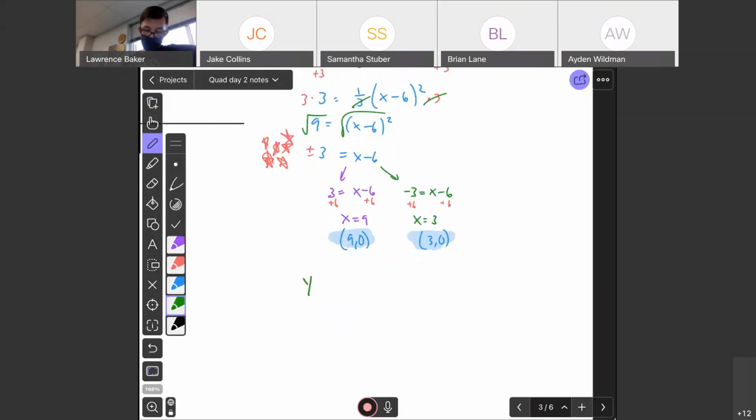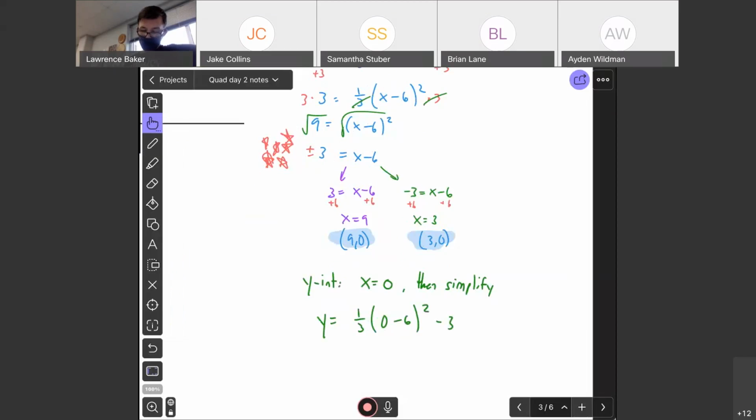We're going to find the y-intercept. Means that x equals 0, and then simplify. So instead of saying f of x equals, I know the problem started off that way, I'm just going to say y equals. We had 1/3 (0 minus 6) squared minus 3. All right, so I just made x equal to 0. Now we need to simplify this.